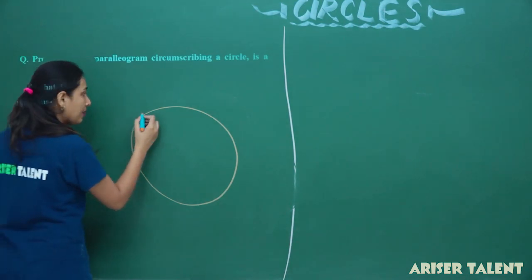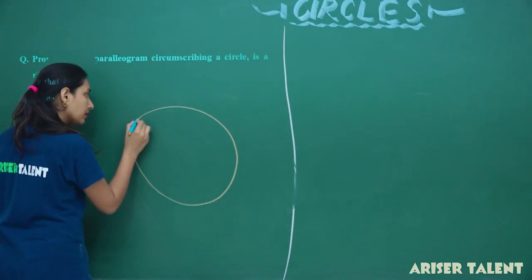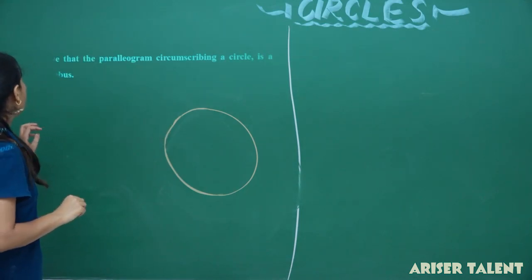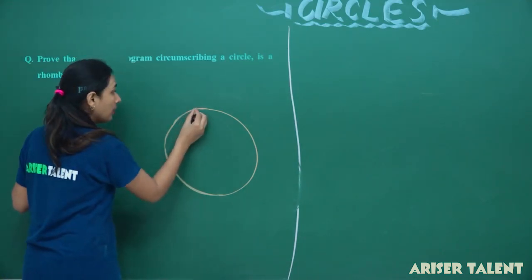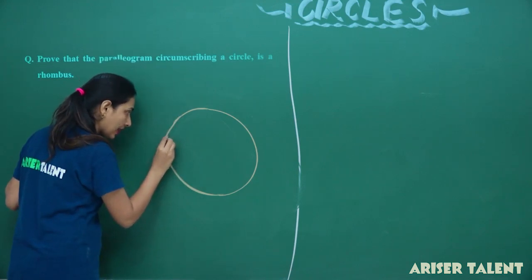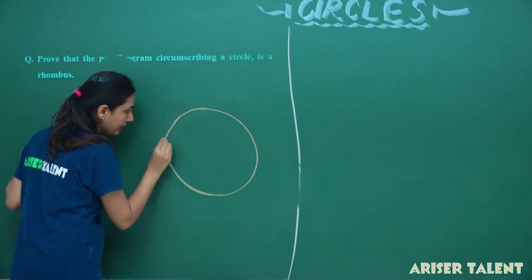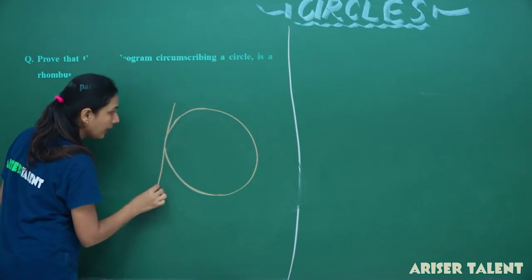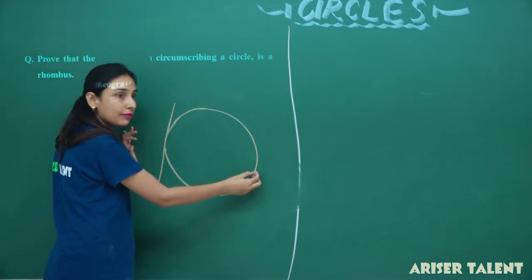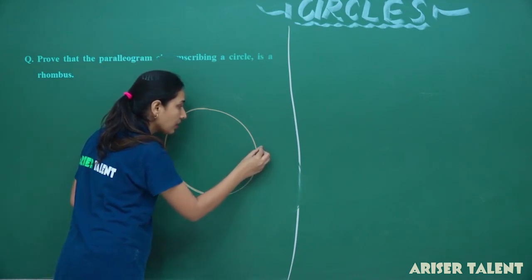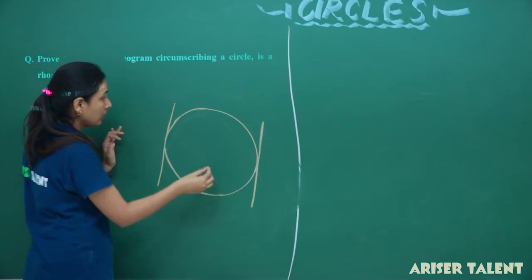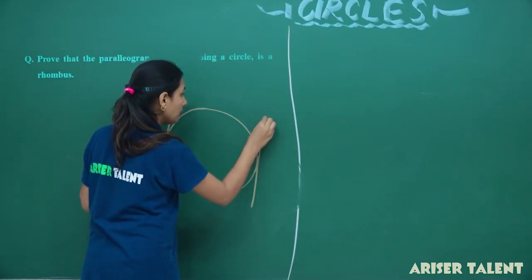Now, I am having a point. Okay, students. So, this is our circle. Now, let's have this tangent here. So, if I am having this tangent here, okay. So, the parallel tangent I will be having here, because I have to make a parallelogram. So, these will be parallel to each other. Okay.